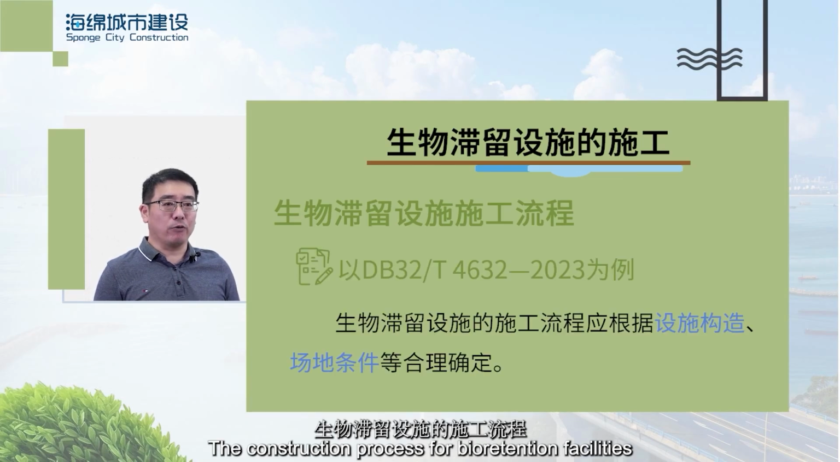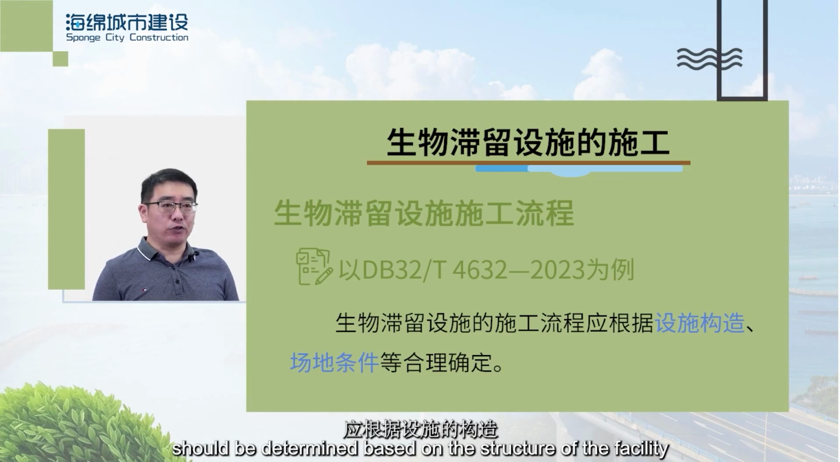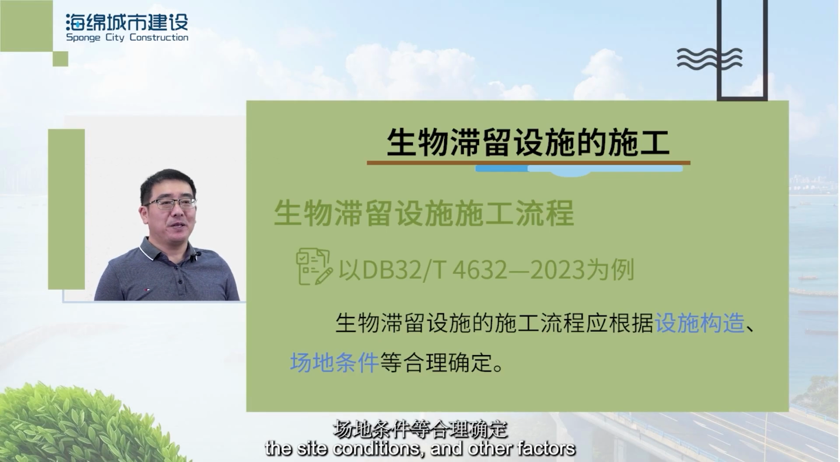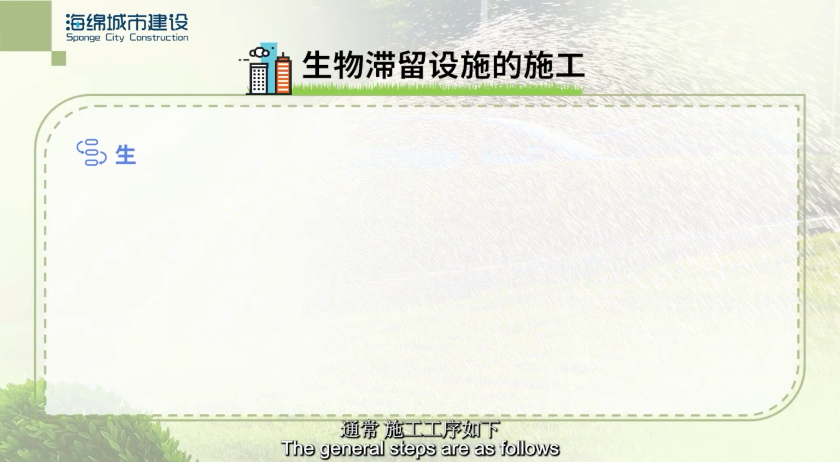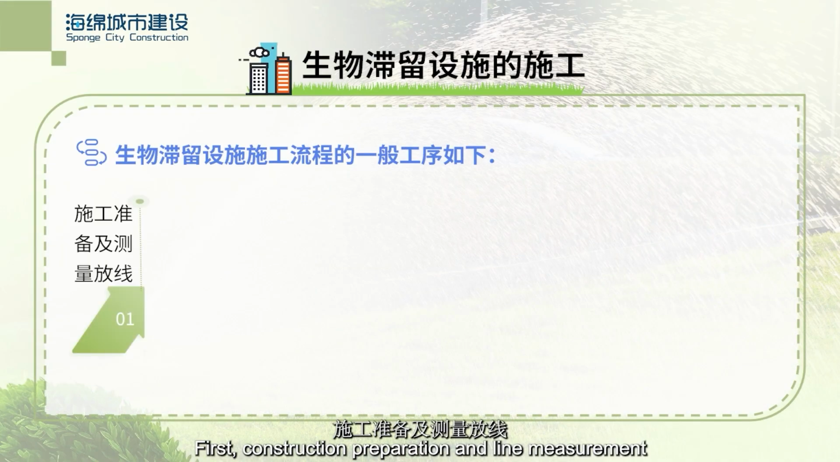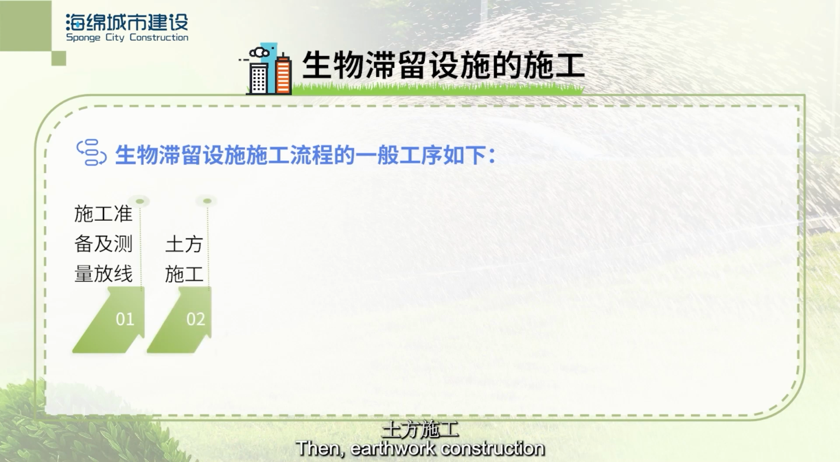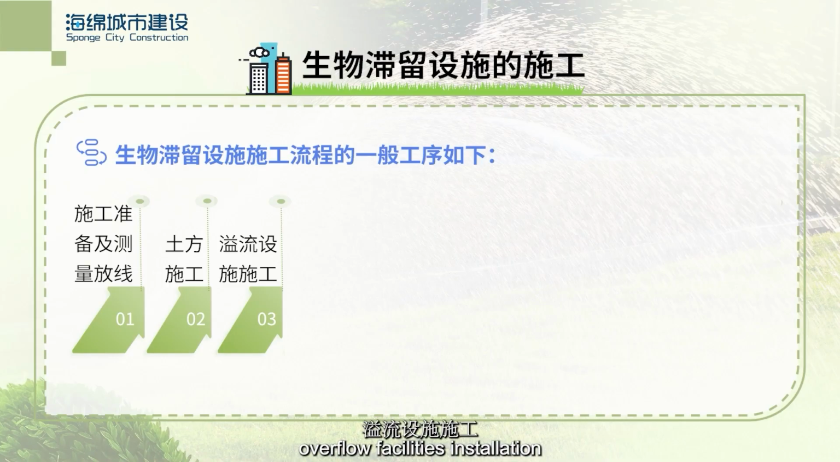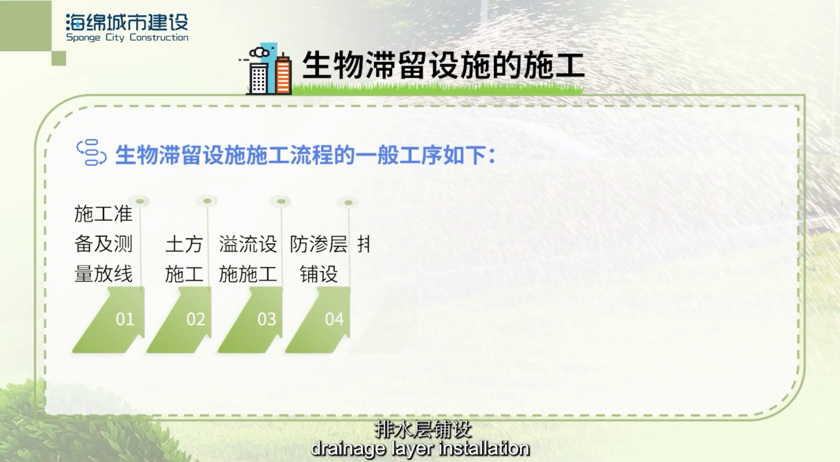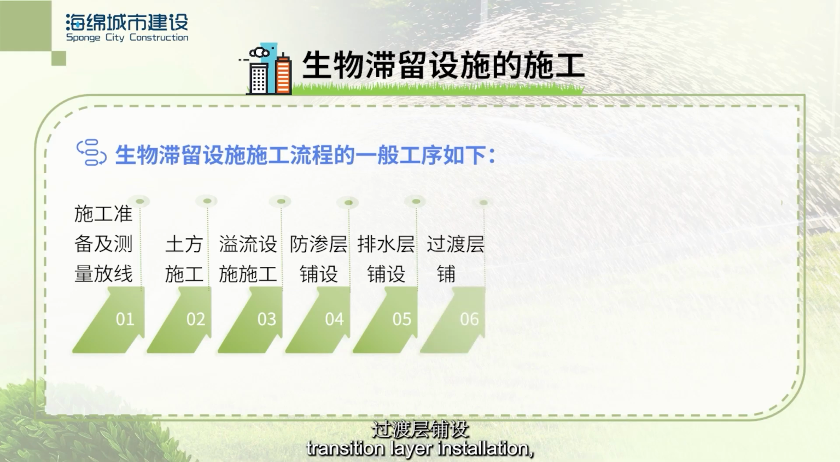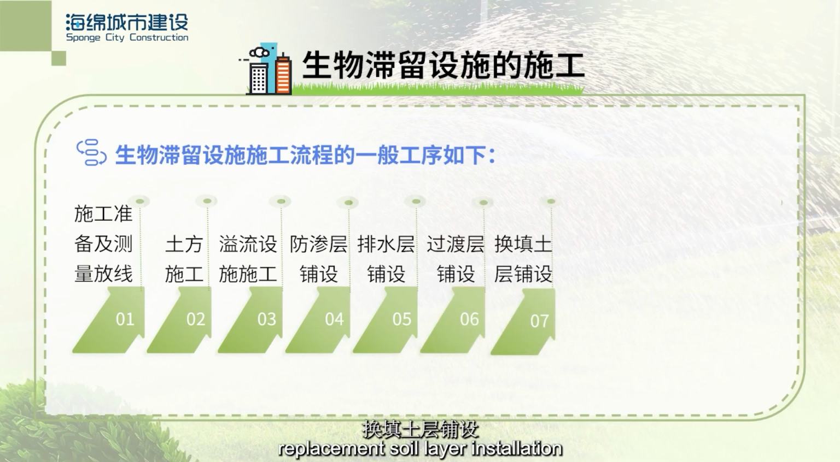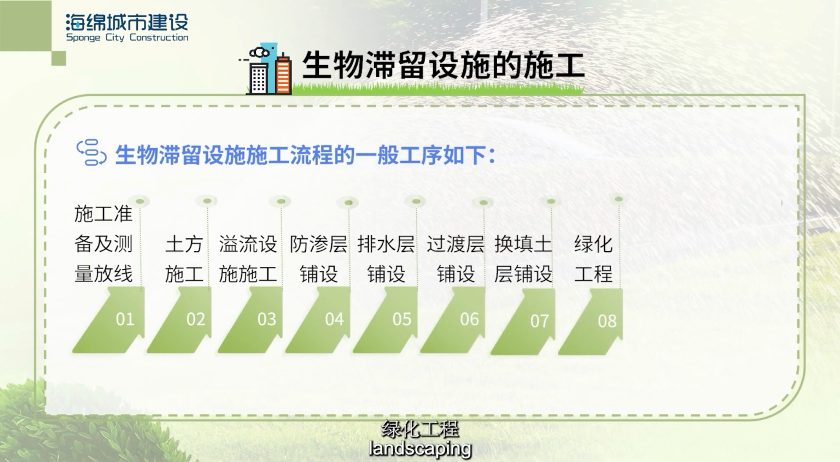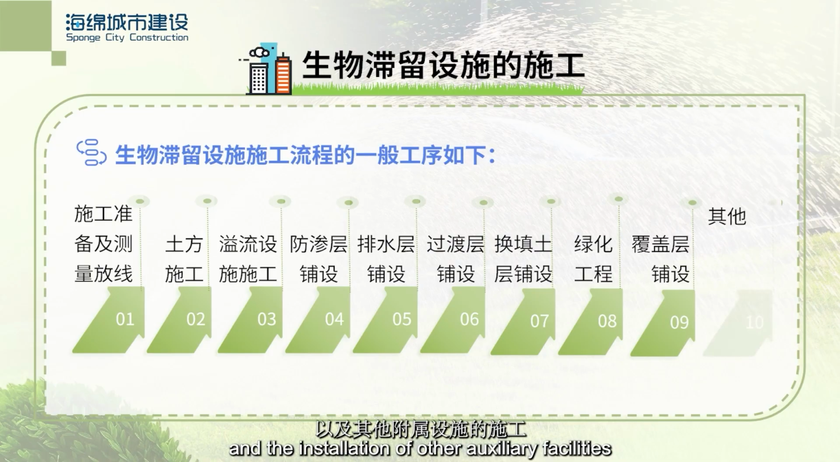The construction process for bioretention facilities should be determined based on the structure of the facility, the site conditions, and other factors. The general steps are as follows. First, construction preparation and line measurement. Then, earthwork construction, overflow facilities installation, waterproof layer installation, drainage layer installation, transition layer installation, replacement soil layer installation, landscaping, cover layer installation, and the installation of other auxiliary facilities.